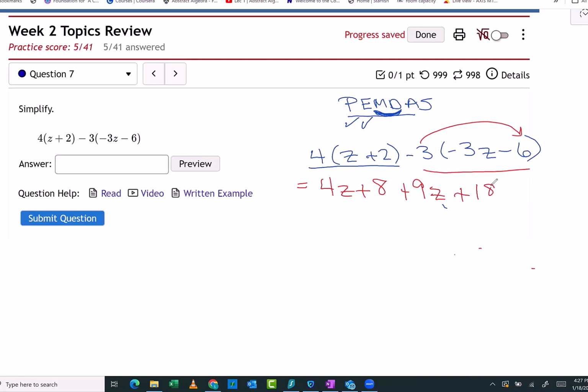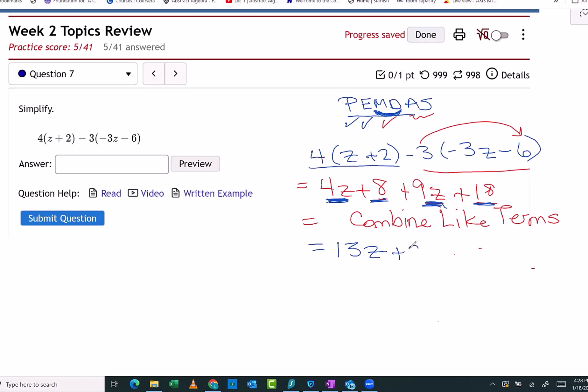Now I've done all my multiplication and division. I just need to do addition and subtraction. I only have addition. I have to combine like terms. Each one of these is a term, as long as it's separated by a plus or a minus. And I can add z's to z's, and I can add numbers to numbers. And what I will get is 4z plus 9z is 13z. And then I have 8 plus 18 is plus 26. And that is my final answer.